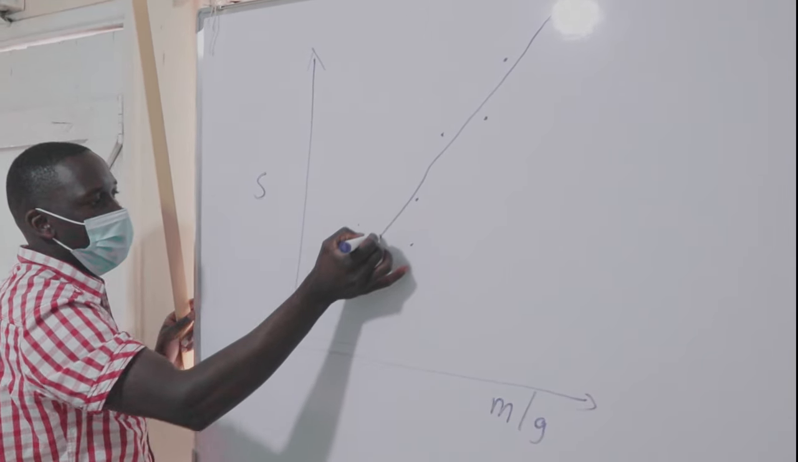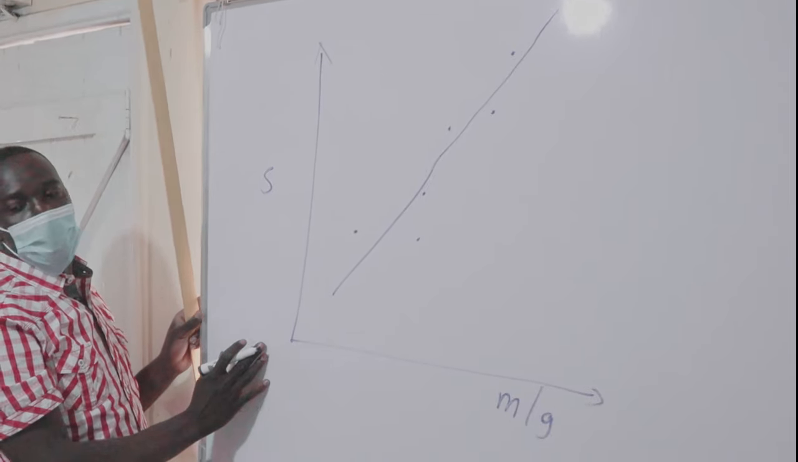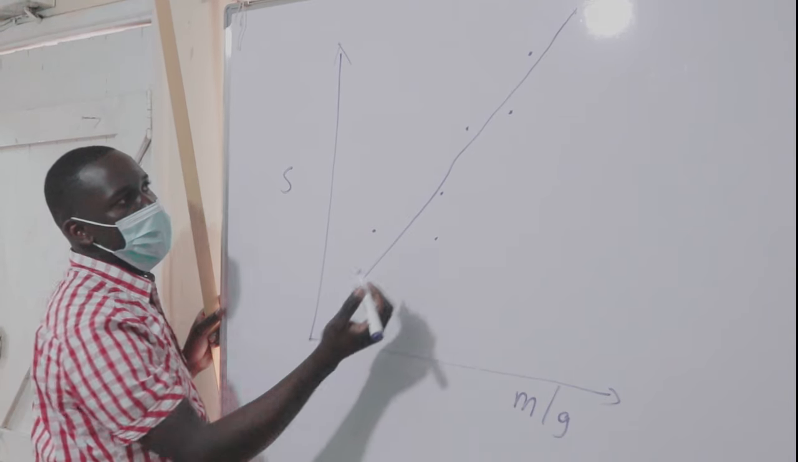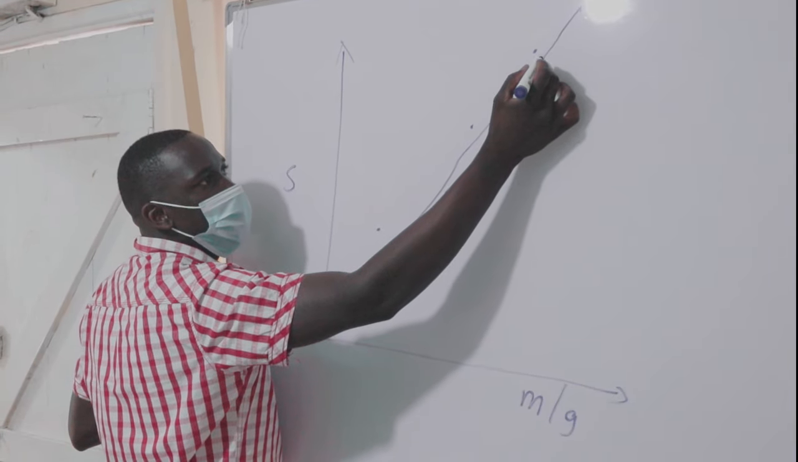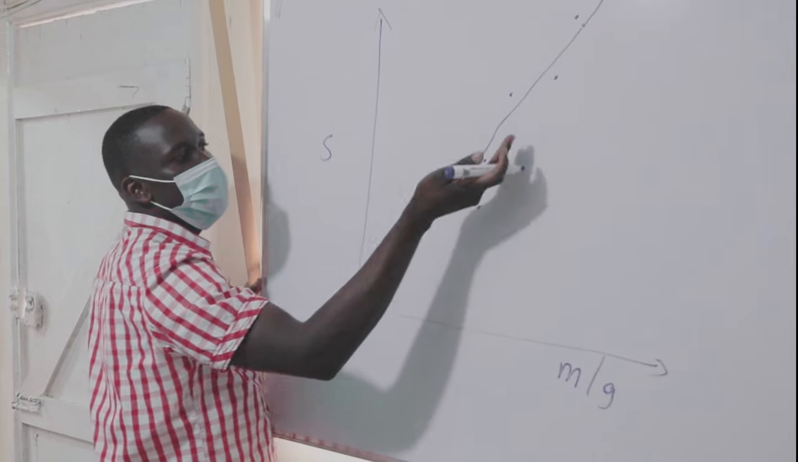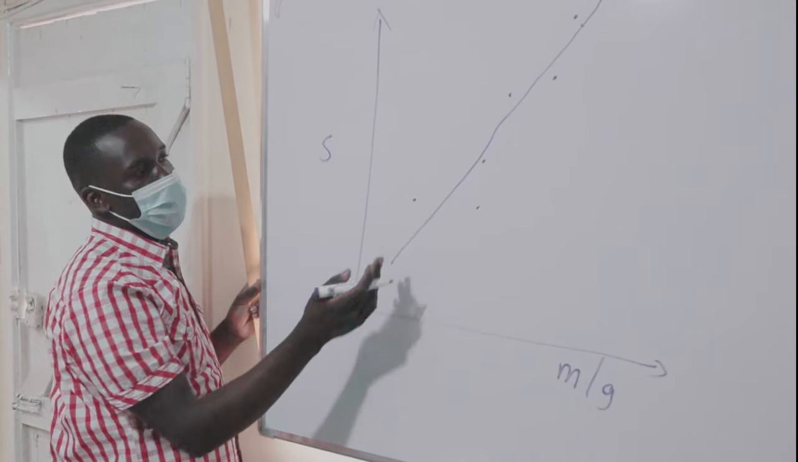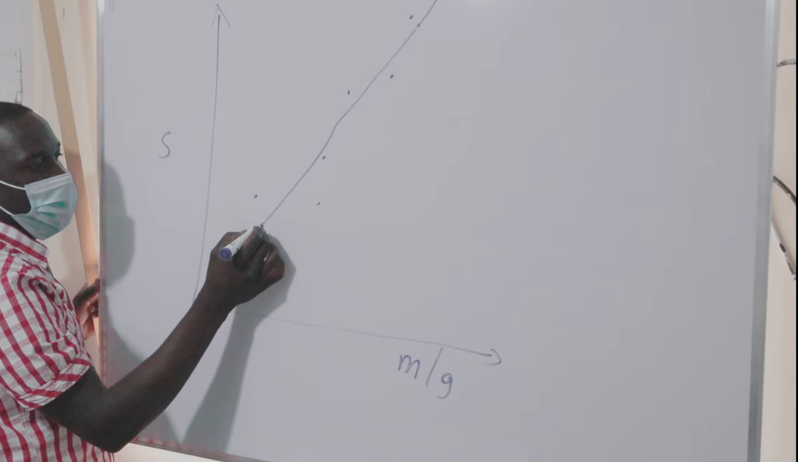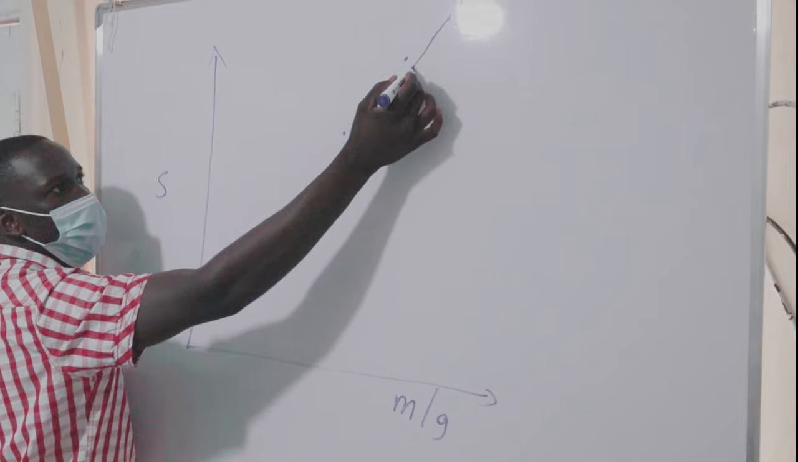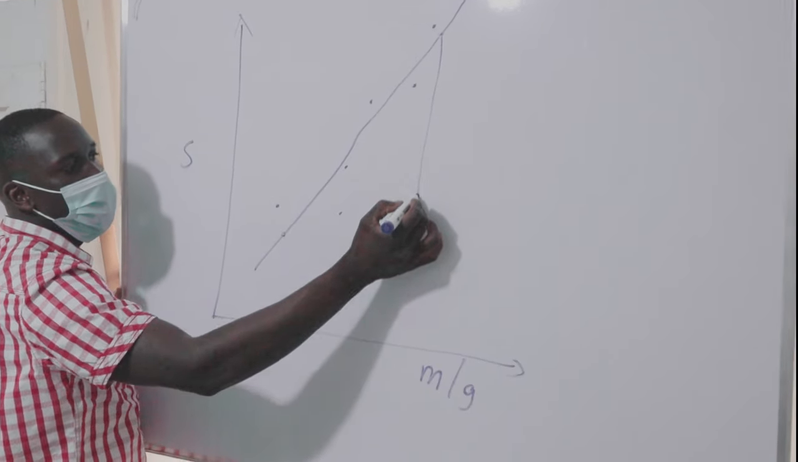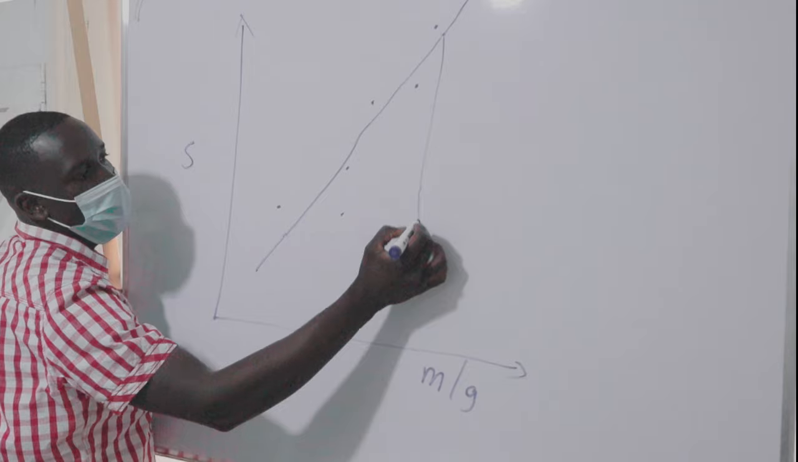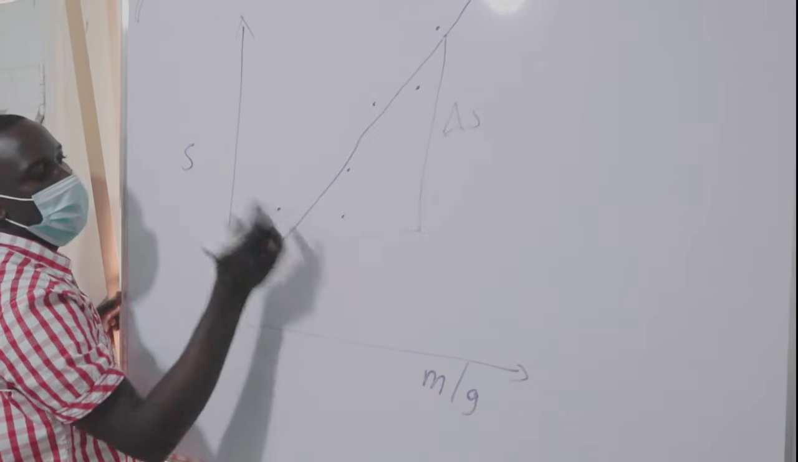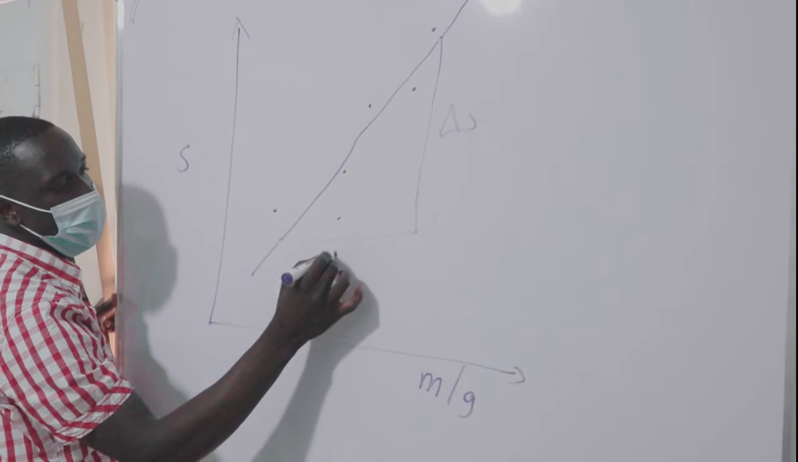Just pass through that. Now, when you want to find the gradient, what do you do? You choose a point on the line, not the one you plotted. You see, most of the ones that are plotted are outside the graph. So what do you do? You want to choose a point, let's say somewhere here. The points you're going to choose should be at least more than half. So this is the triangle that we draw to show this side here is the change in S, from here to here, and then from here to here is the change in M.